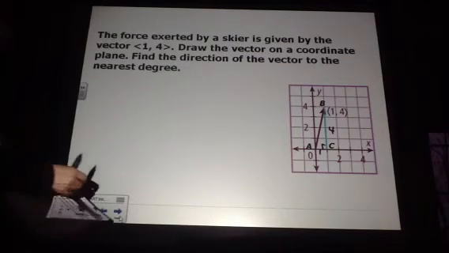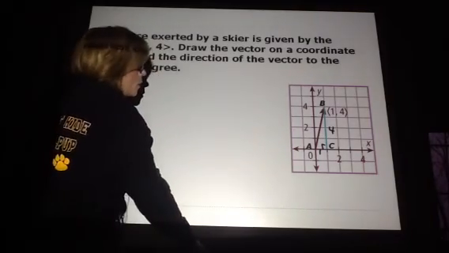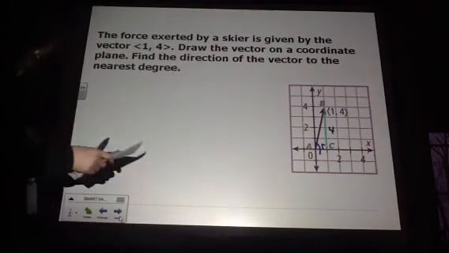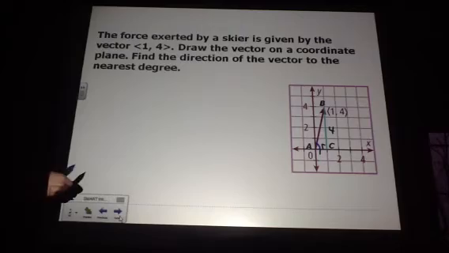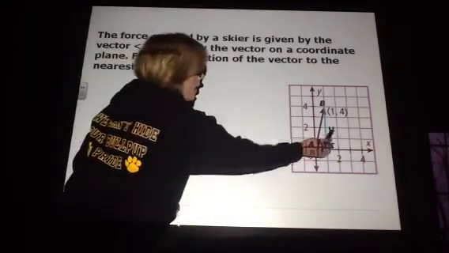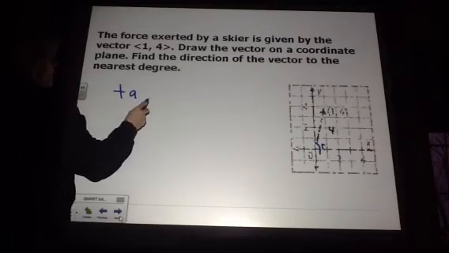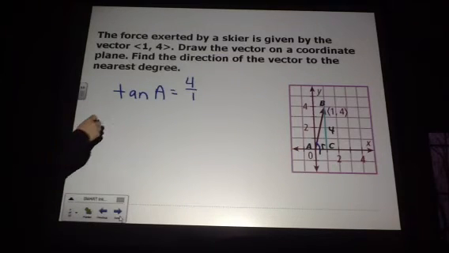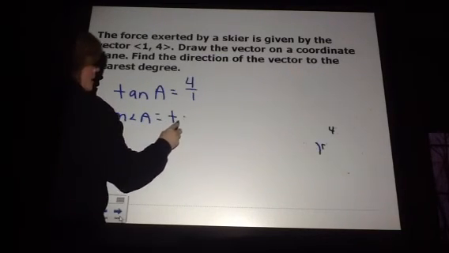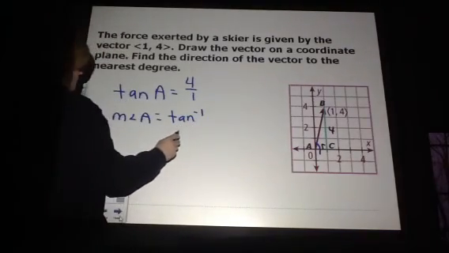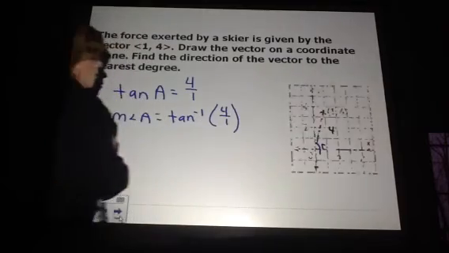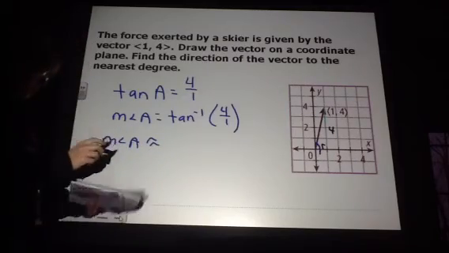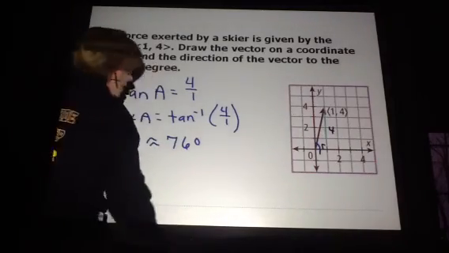The direction. Okay, so the direction is going to be from your x-axis to your vector. So it's angle A. Angle A is what we're trying to find here. Well, if you notice, we've got a right triangle, and we've got opposite and adjacent. So we need to start thinking the tangent of angle A equals 4 over 1. All right, because we're trying to find angle measure, we're going to take the inverse tangent of 4 over 1. So the measure of angle A, rounded to the nearest degree, is 76 degrees.